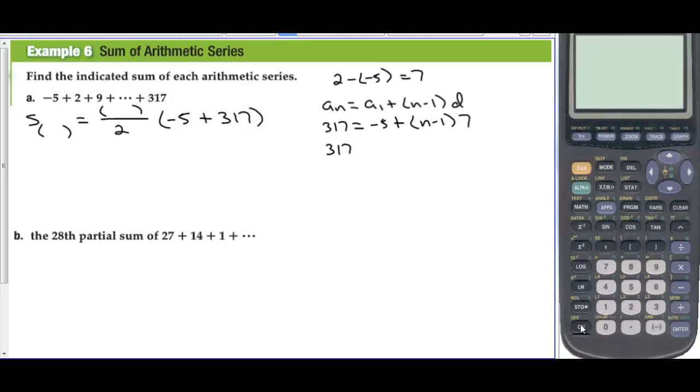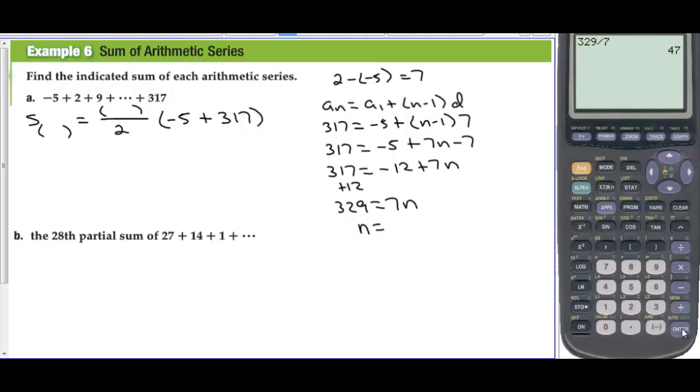We have 317 equals -5 plus 7n minus 7. So 317 equals -12 plus 7n. Add 12. We have 329 is equal to 7n, and then divide by 7. So we need 329 divided by 7, and that's equal to 47. Now we know the n is 47.